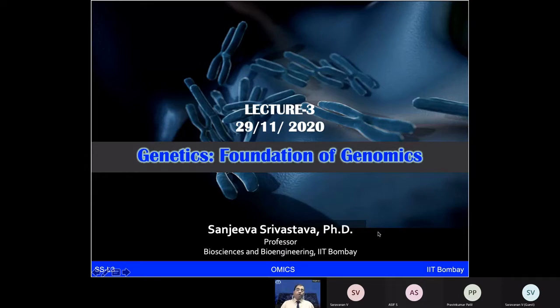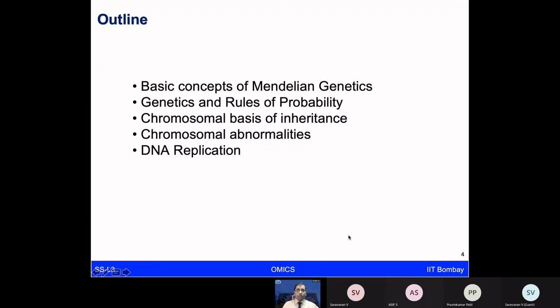We are talking about studying all the genes of a given system, and all the underlying concepts come back from the original genetics. I think that's where it becomes very important for us to think about how to clarify all our fundamental concepts. So I'm going to talk to you about some basic concepts of Mendelian genetics, some of the genetics rules which depend on the probability rules.